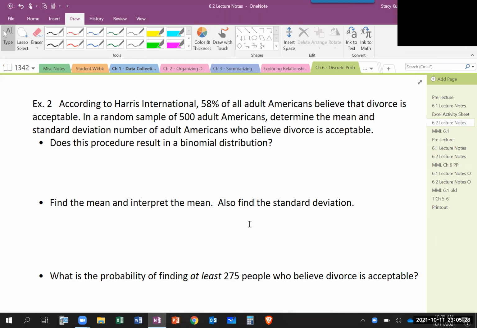It's actually talking about our population, because in the very next sentence it says, in a random sample now of 500 adults, determine the mean and the standard deviation of the adult Americans who believe that divorce is acceptable. Okay, so if I'm just randomly selecting 500 adults, how many of them on average do you think are going to say that divorce is acceptable? So what we're looking at here is what outcomes do we have? Is this a binomial distribution? Is this a binomial model? Are there a fixed number of trials that we want to look at?